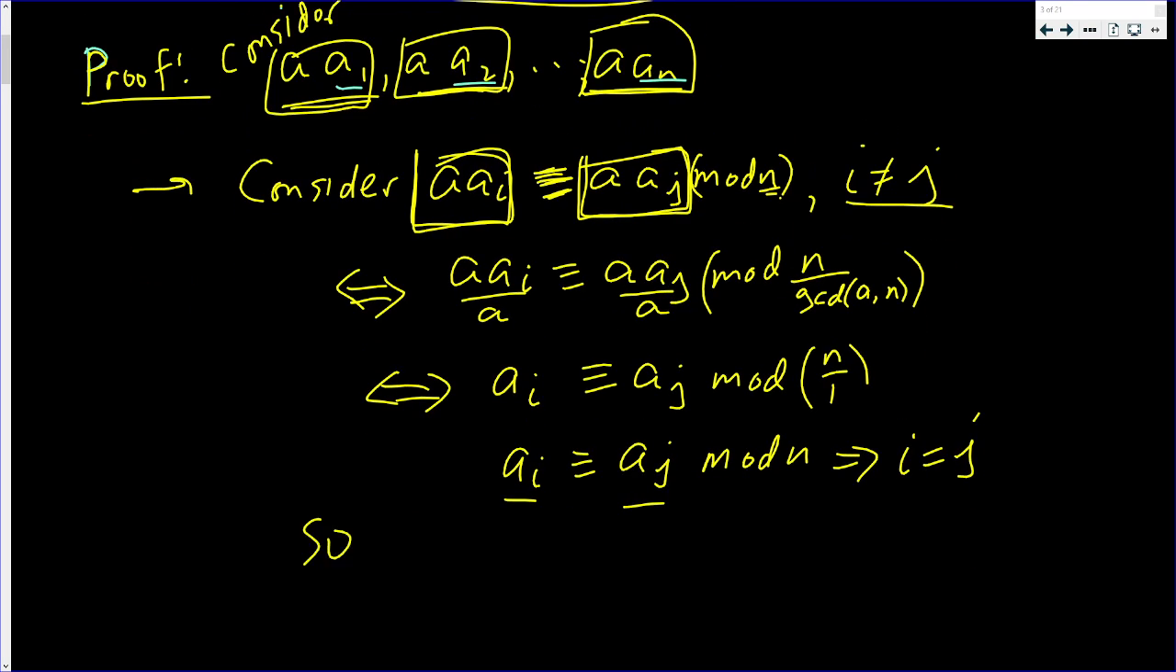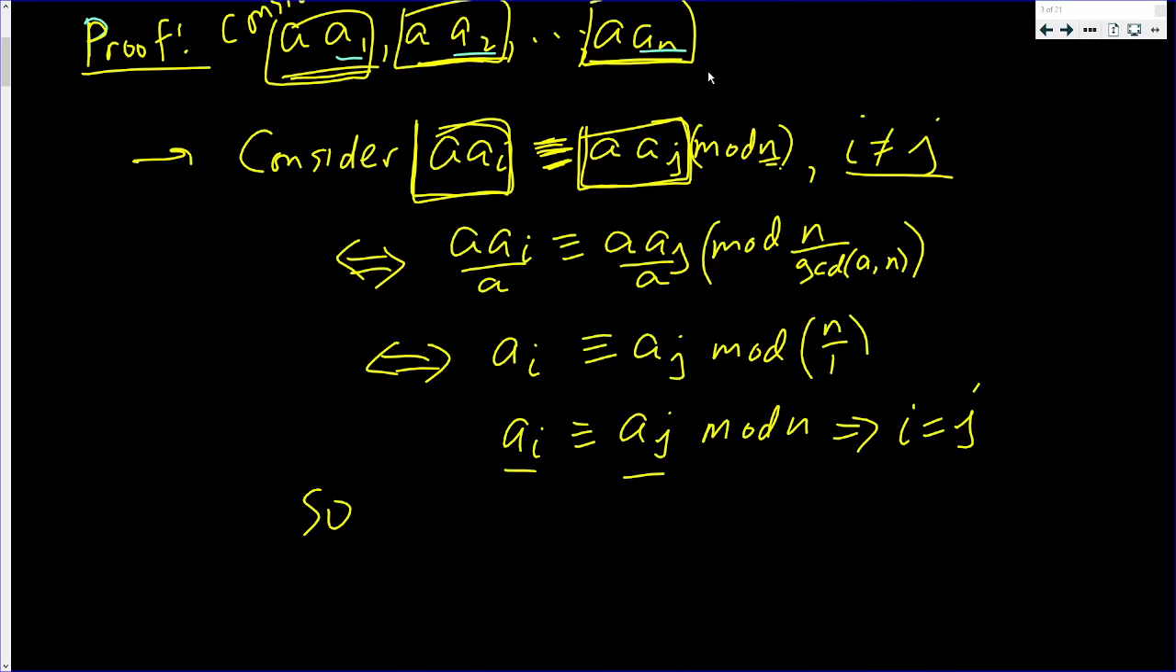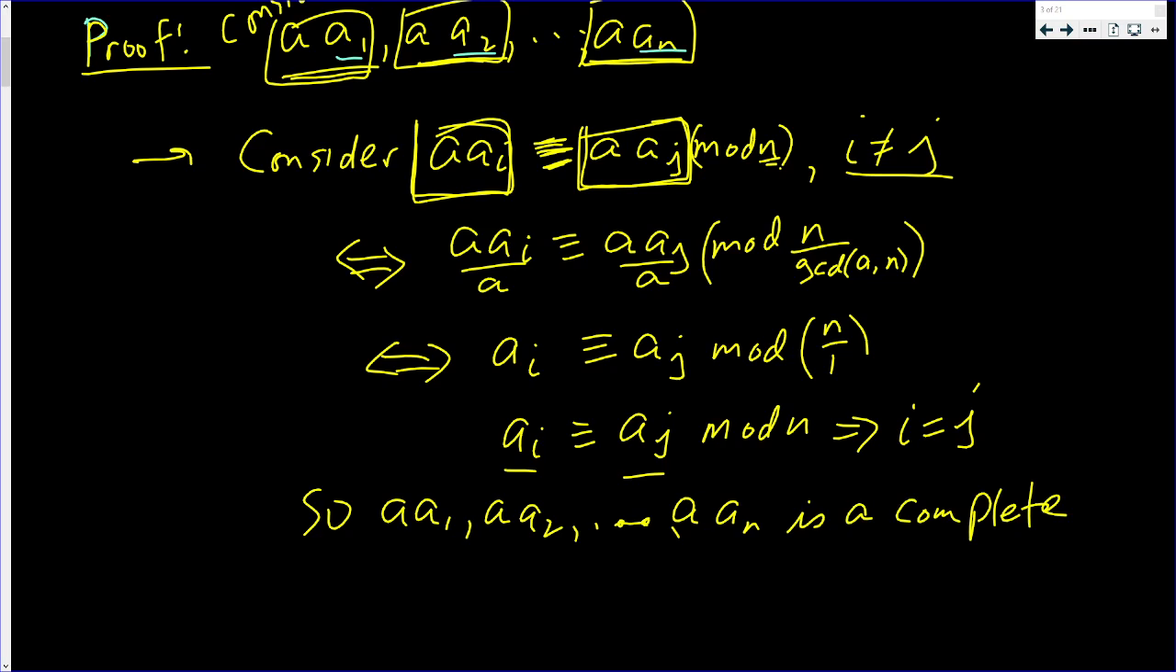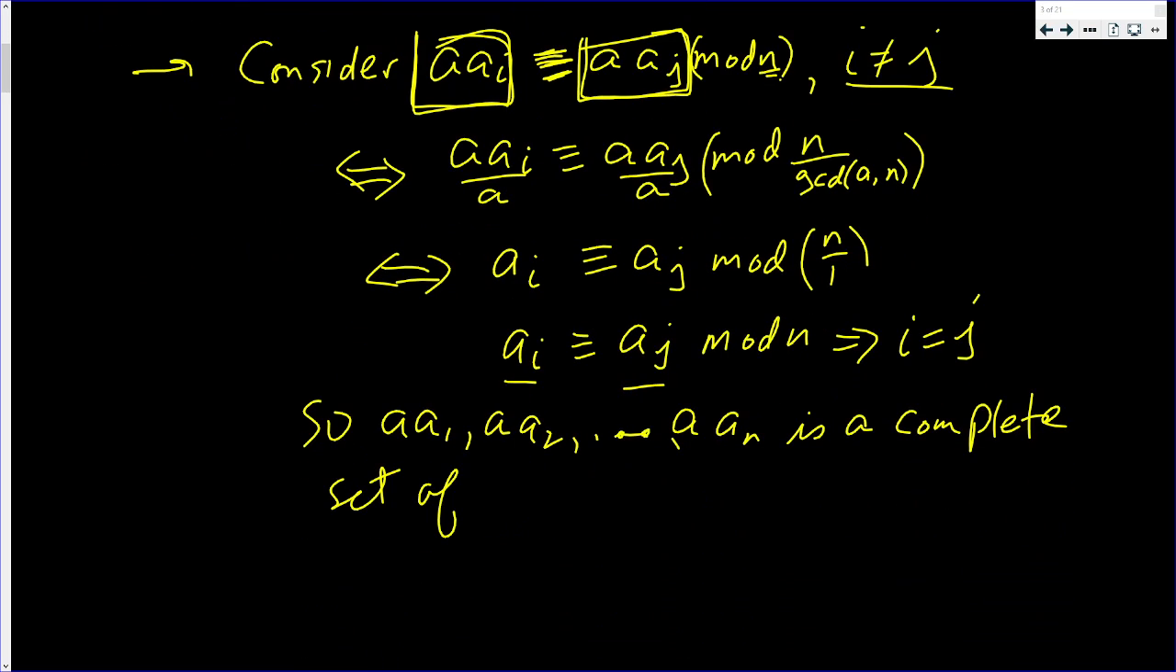Okay, so using their language, we now have a complete set of residues mod n. So a times a1, a times a2, all the way up to a times a sub n is a complete set of residues modulo n. And that completes this proof.